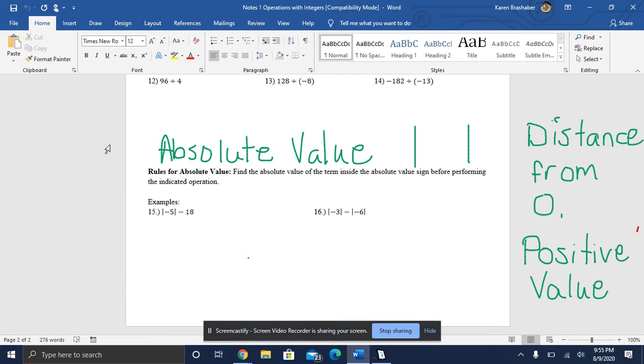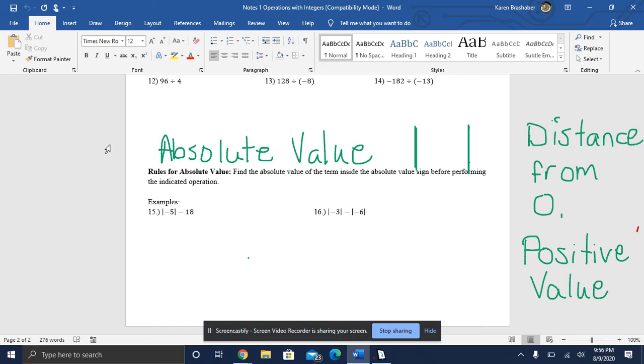Last section is about absolute value. And I had mentioned this on a previous video, and now we're going to see the symbols for the absolute value. So the symbols for absolute value are these two vertical segments. And when those are around a number or an expression, you are to evaluate inside first. And then the answer that you get is really a measure of the distance away from zero.